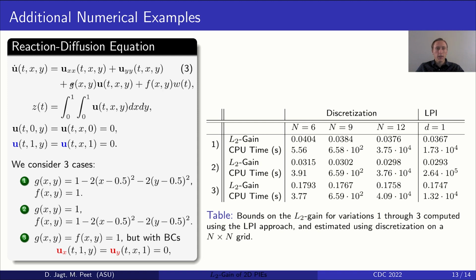Now, for our additional tests, we considered some variations on our reaction diffusion equation, such as distributed reaction term, distributed disturbances, or replacing these upper Dirichlet conditions with Neumann conditions. And we find that for each of these 3 tests here, the L2 gain bound that we obtained using the LPI approach is smaller than the L2 gain estimate using discretization. And the computation times in general are also smaller, even though they are still quite large.